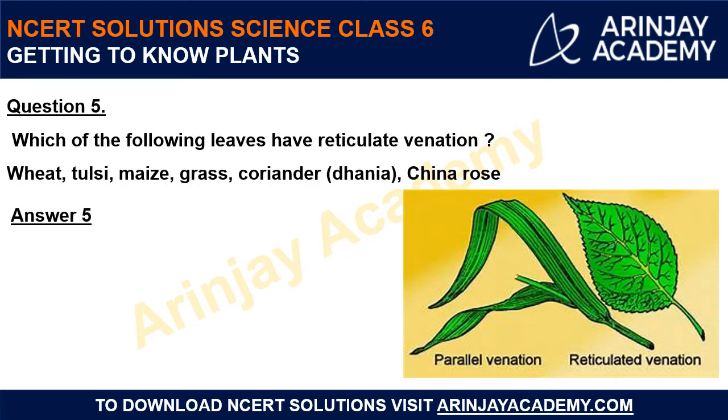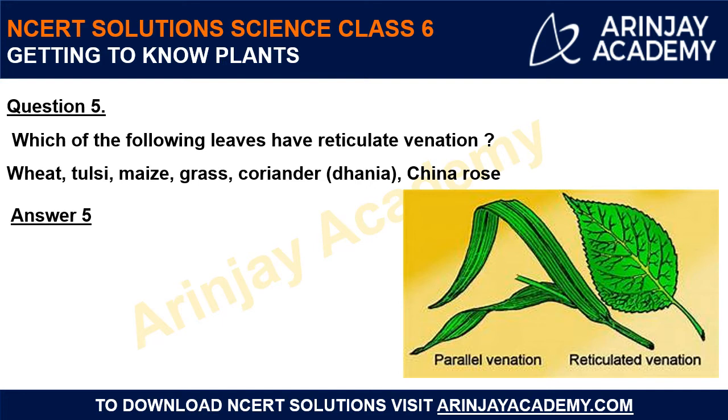So question 5. Which of the following leaves have reticulate venation? So now we need to tell that जो options हमें provided हैं wheat, tulsi, maize, grass, coriander और the धनिया and the China rose, इनमें से किन leaves में हमें reticulate venation observe करने मिलता है.